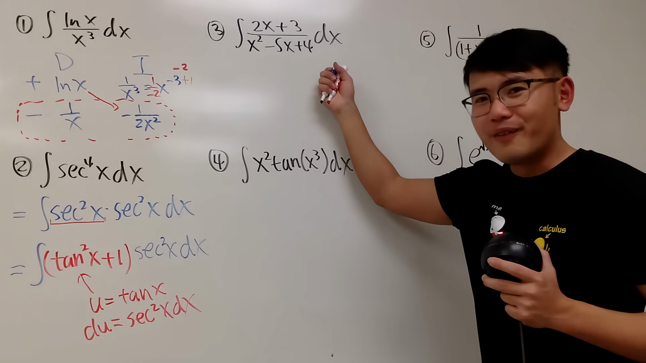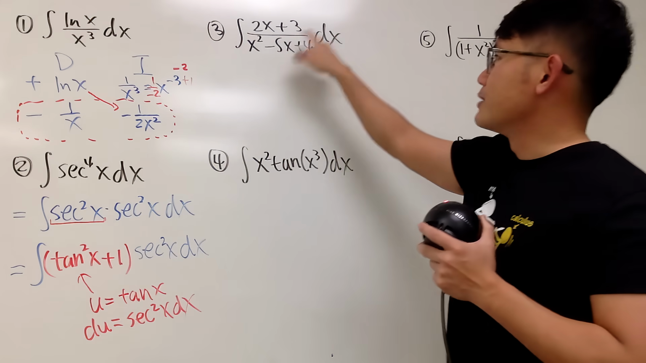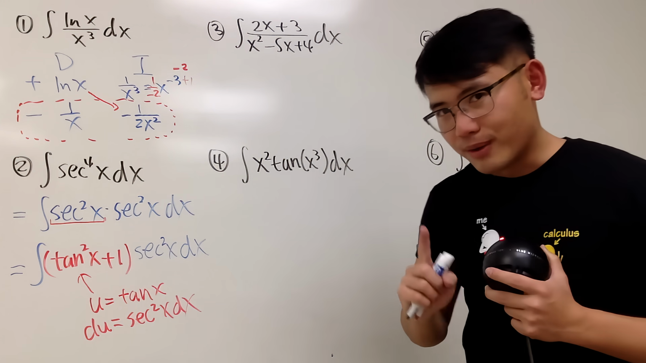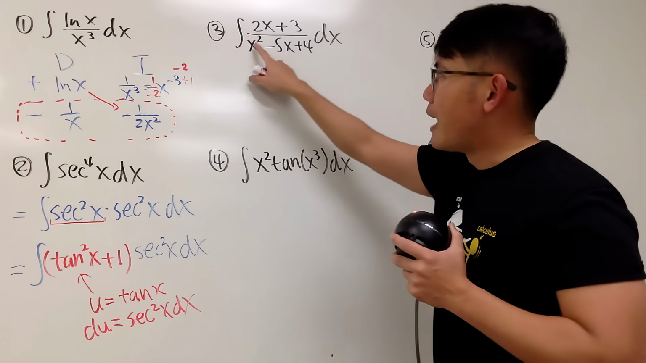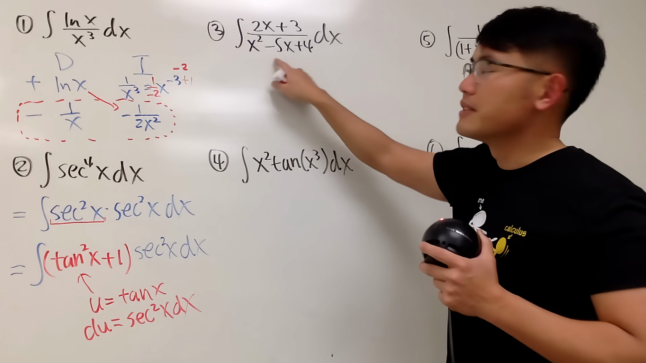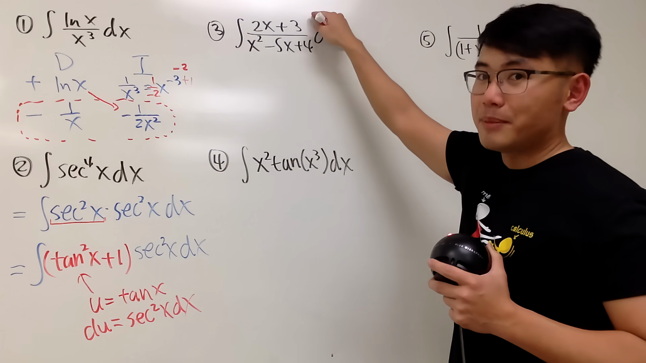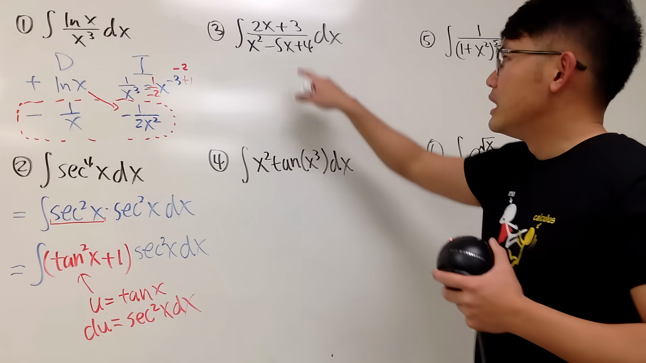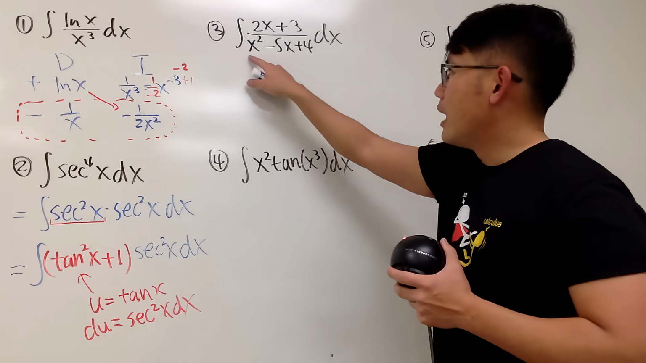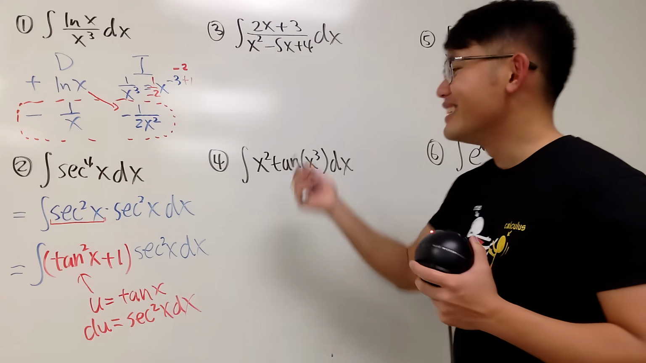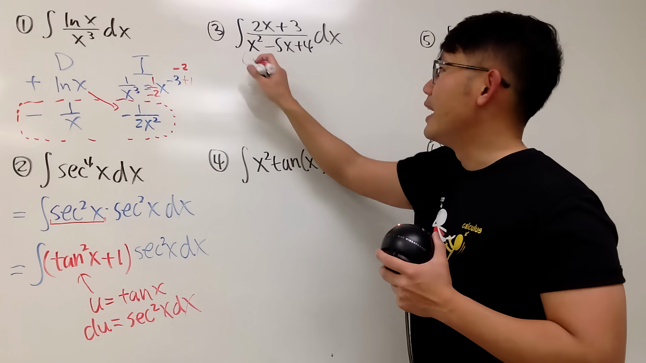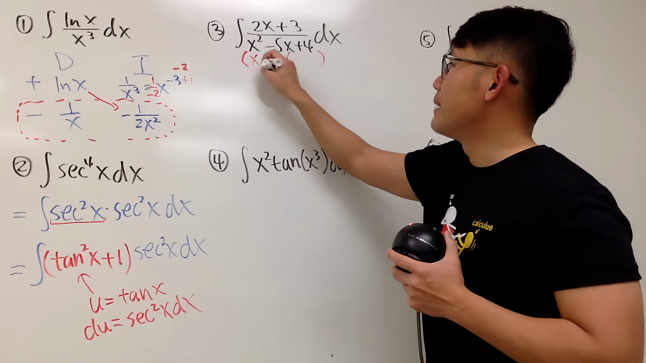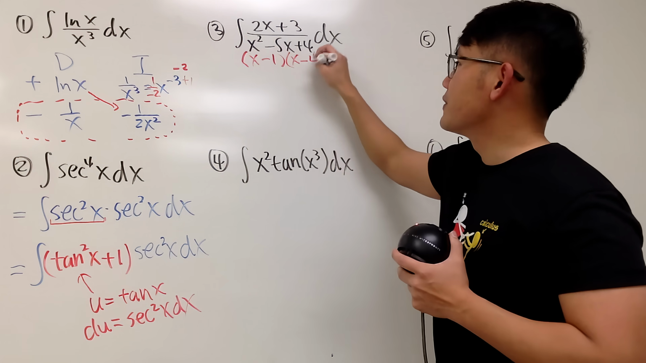Now, let's take a look at number 3. 2x plus 3 over x squared minus 5x plus 4. First of all, the derivative of the bottom is 2x minus 5. It's not exactly the same as the top, right? Unfortunately, u sub doesn't work. This is a rational function. On the bottom, we can factor it. So we will just factor this, and we can do partial fractions. And when you factor this, you get x minus 1 times x minus 4.